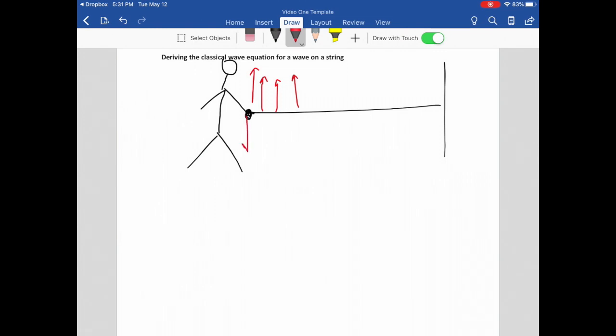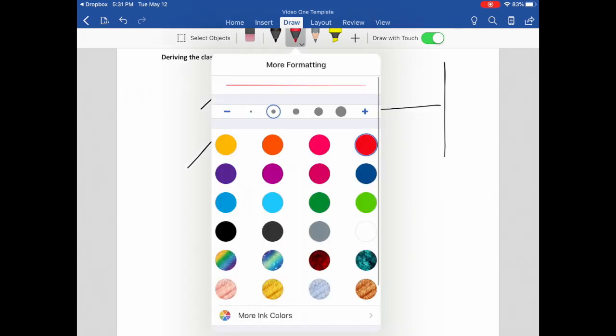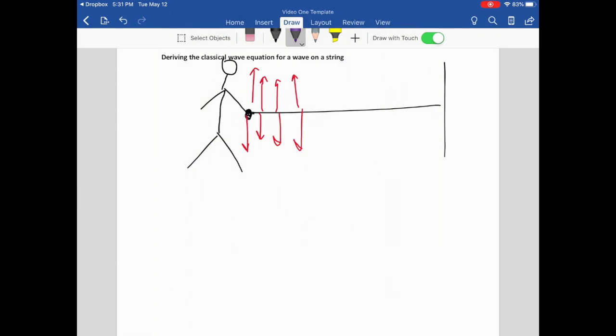The element of string in their hand would go down, followed by the one after, and so on. And eventually, if this person were to go up and down with the string, making an oscillatory motion, they would make a wave. And that wave can be described by a mathematical function. For example, a sine function is a very common one.